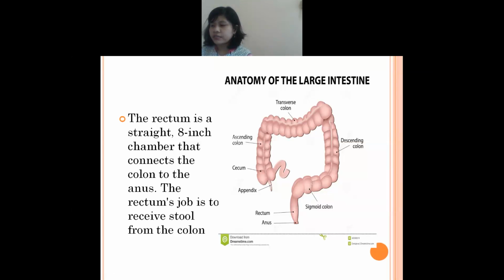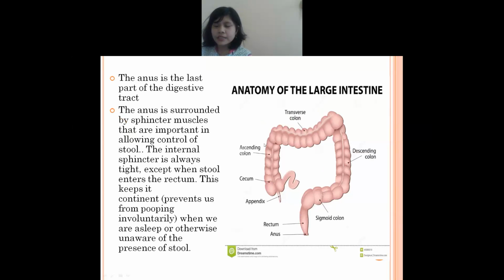Ma'am, can you repeat the rectum? This one, rectum. You'll find that they are straight, and they are 8 inches. What is their main work? Their main work is that the stool, as it comes to this colon, will come to this rectum, and afterwards it will go to the anus. Did you understand? Yes, ma'am. And the next is the anus. It is the last part.